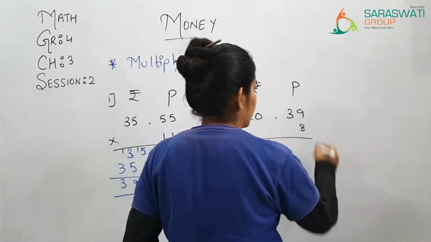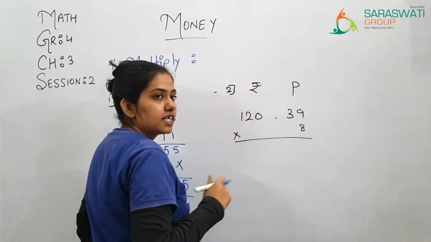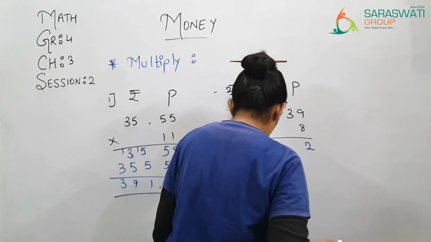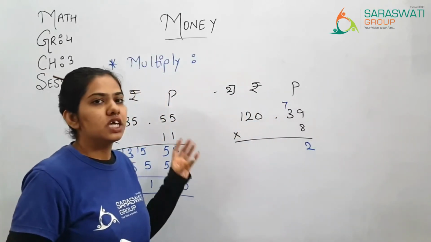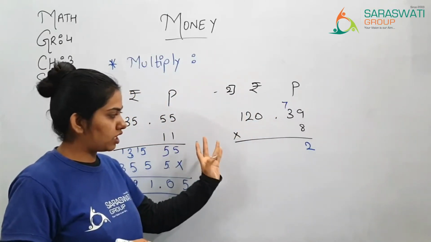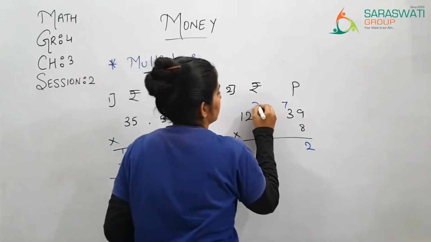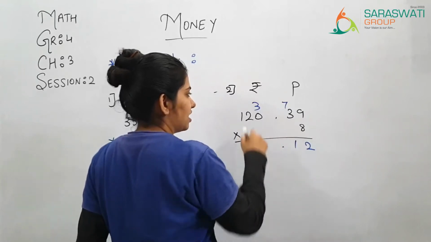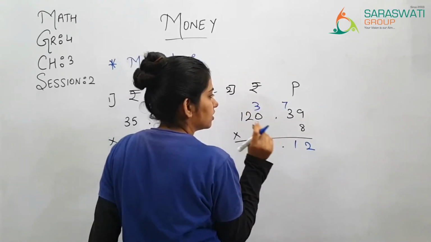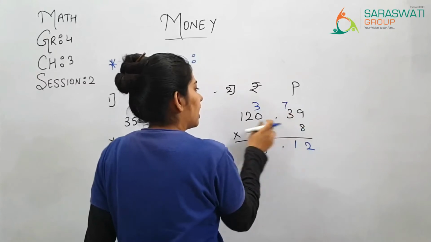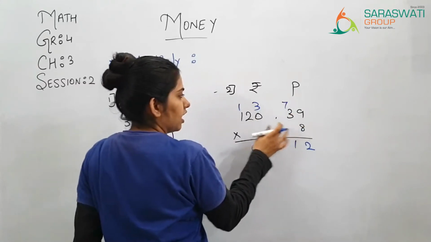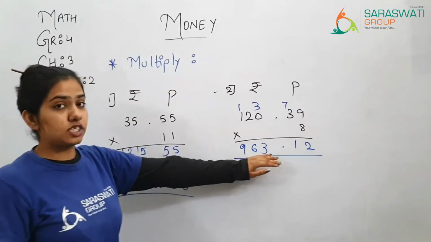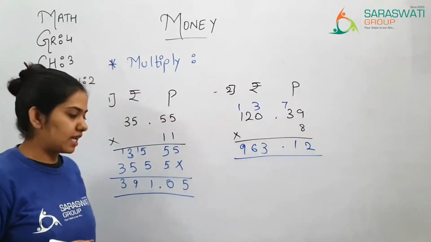Now let's solve this. 8 nines are 72. 8 3s are 24 and 7, 25, 26, 27, 28, 29, 30, 31. So 3 carry and 1. Now put a point. 8 zeros are 0 plus 3, 3. 8 twos are 16. 8 ones are 8 and 1, 9. So our answer is 963 rupees and 12 paise.